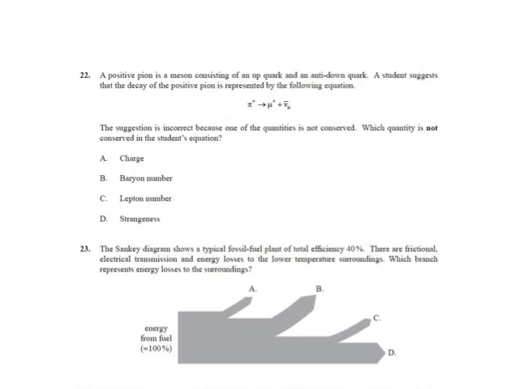Okay, question 22. A positive pion is a meson consisting of an up quark and an anti-down quark. A student suggests that the decay of a positive pion is represented by the following equation. The suggestion is incorrect because one of the quantities is not conserved. Which quantity is not conserved?